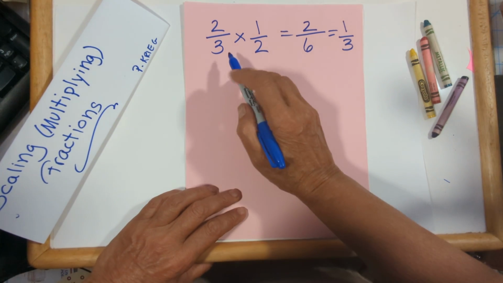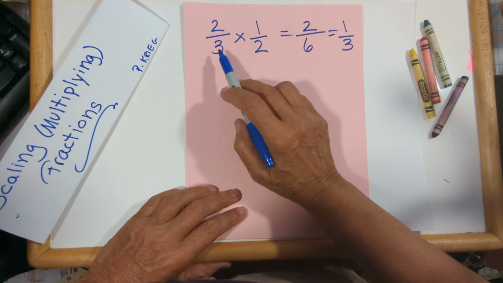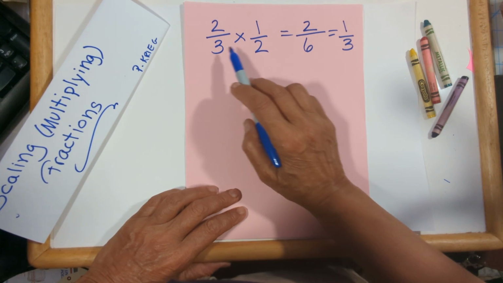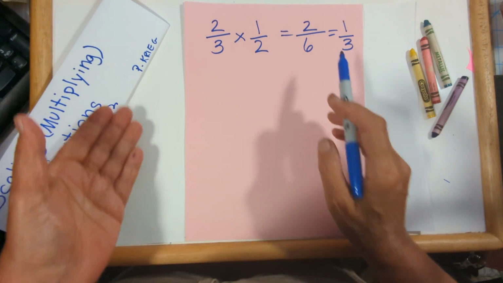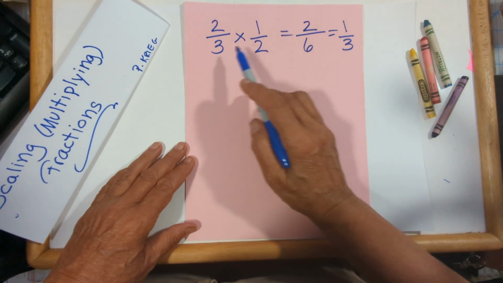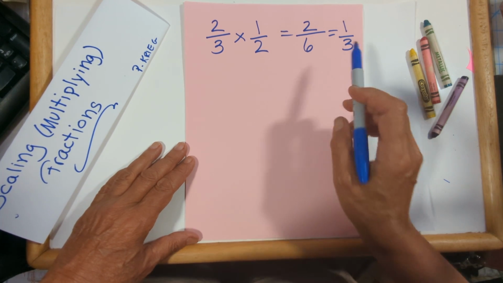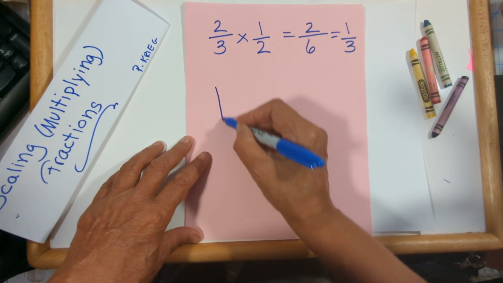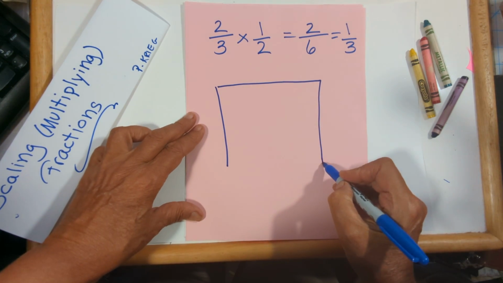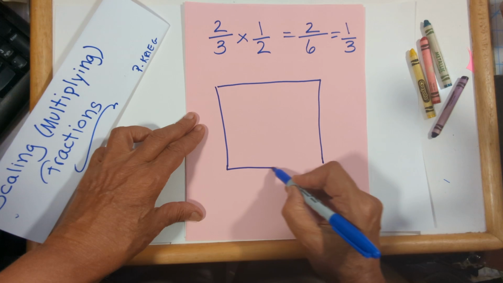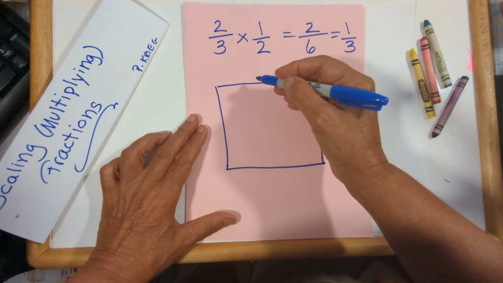And I'm thinking of this as scaling. I'm scaling 2/3 by a half, which means I'm cutting 2/3 in half, which makes sense. Half of 2/3 is 1/3. But what does that look like? It looks just like when I'm drawing a picture of division, but I'm looking at things a little bit differently.